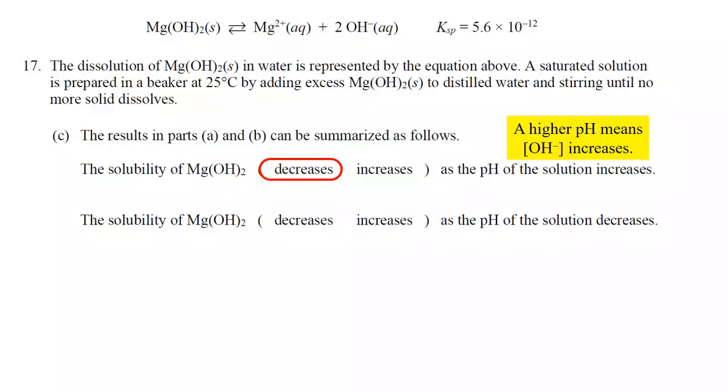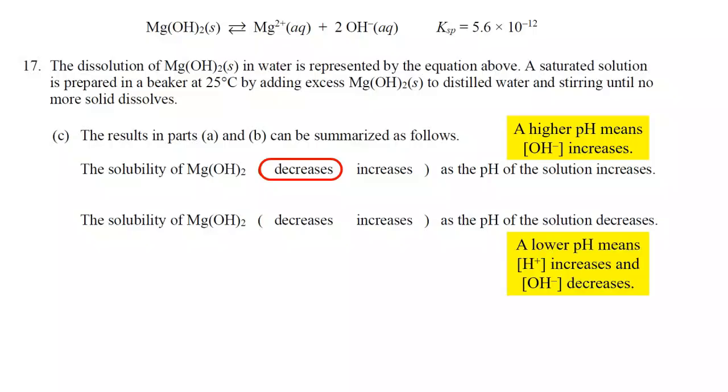On the other hand, if the pH of the solution decreases, a lower pH means that H plus ions are increasing. And then hydroxide ions would decrease because of that reaction that consumes hydroxide. Well, if you decrease hydroxide, then QSP becomes less than KSP, and as a result, the solubility of magnesium hydroxide would increase as the pH decreases. So decreasing the solubility of magnesium hydroxide in the presence of a strong base, increasing the solubility of magnesium hydroxide in the presence of a strong acid.